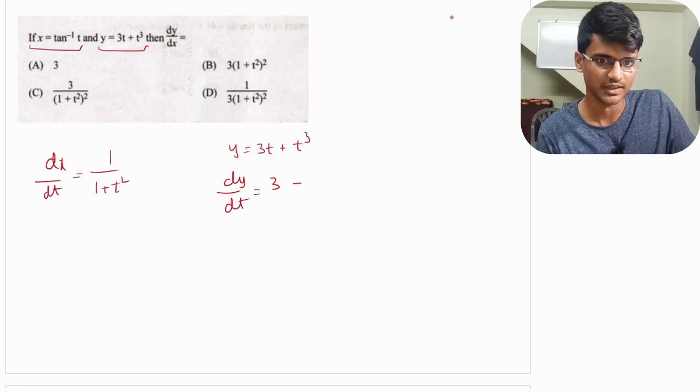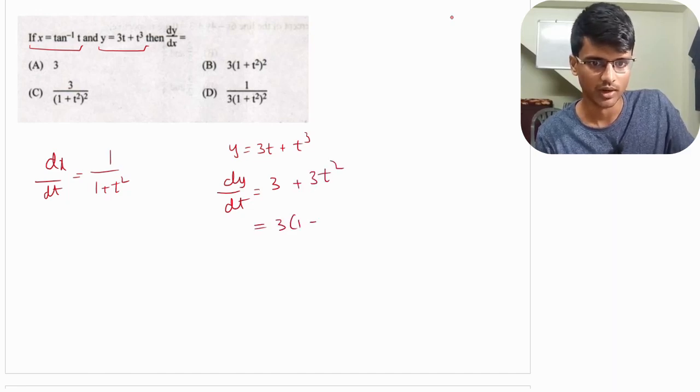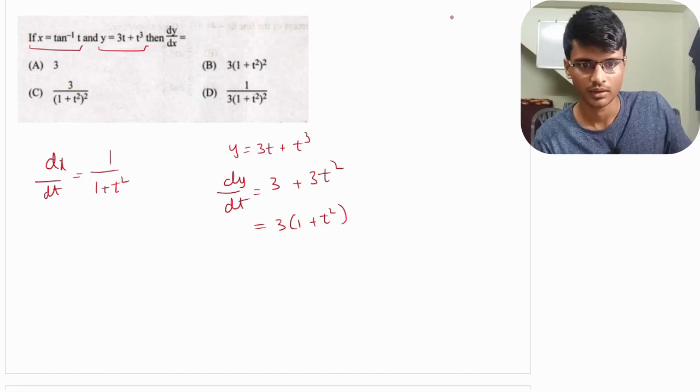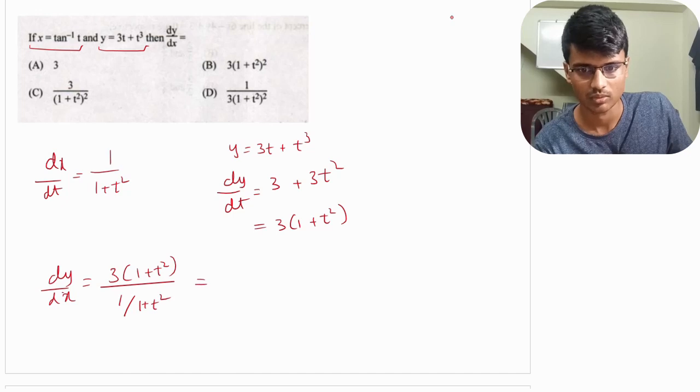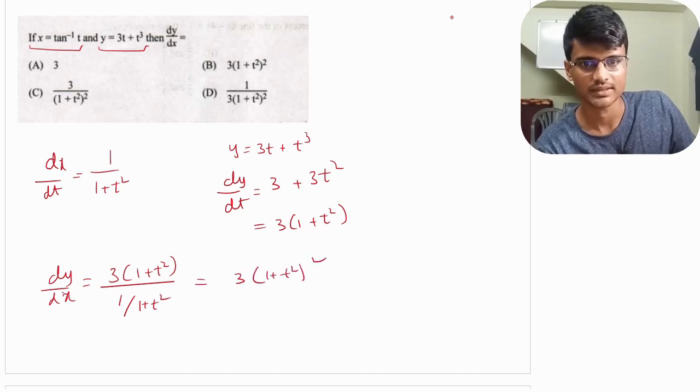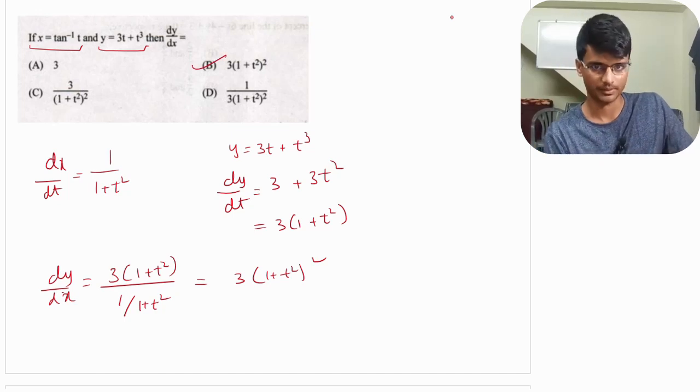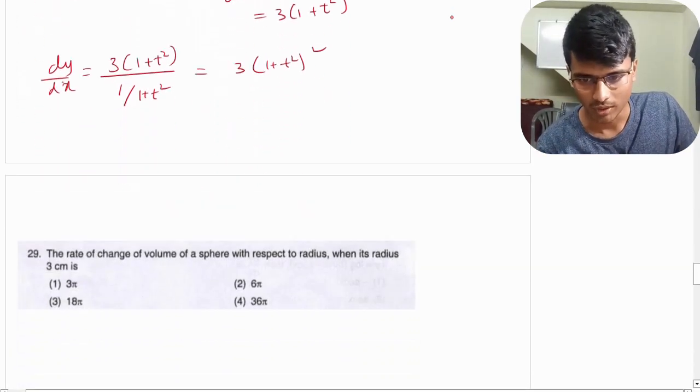Differentiation of 3t is 3. Differentiation of t cube is 3t square. We'll take 3 common, 3 times 1 plus t square. So now the same thing, dy by dx is 3 times 1 plus t square divided by 1 by 1 plus t square. What do we get on simplification? 3 times 1 plus t square whole square. Correct answer is option B. Simple. Okay. Moving on.